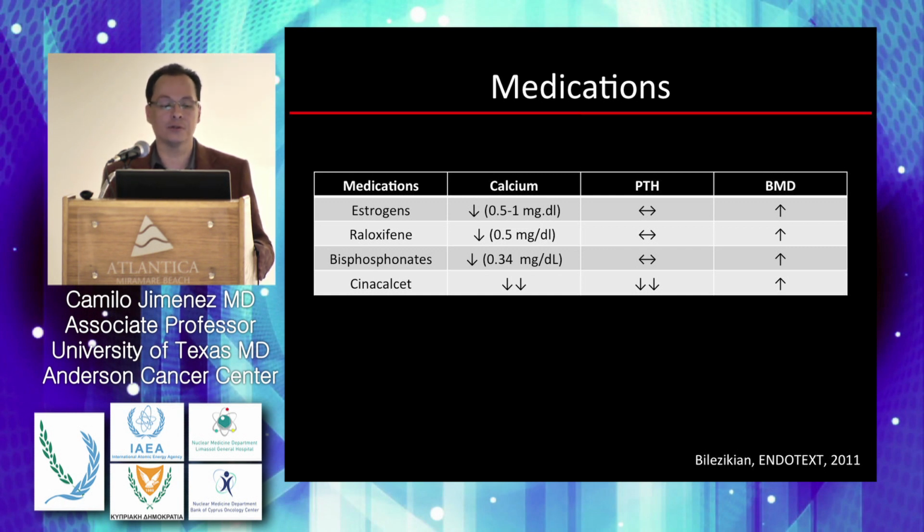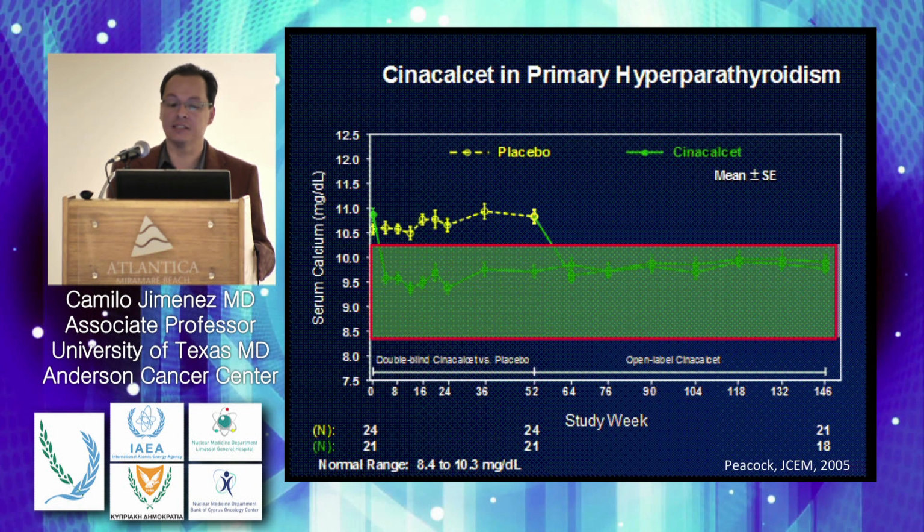And we have another interesting medication, a calcium-sensing receptor modulator, cinacalcet. This is a drug that lowers the calcium levels, it lowers the parathyroid hormone levels, and is associated with an improvement in bone mineral density. There are some clinical studies with cinacalcet, and this is an example of one in patients with primary hyperparathyroidism, in which in yellow you can see patients who were treated with placebo, and in green patients treated with cinacalcet.